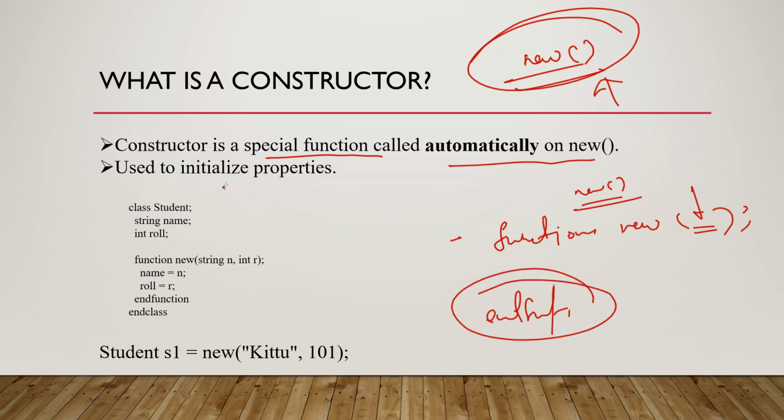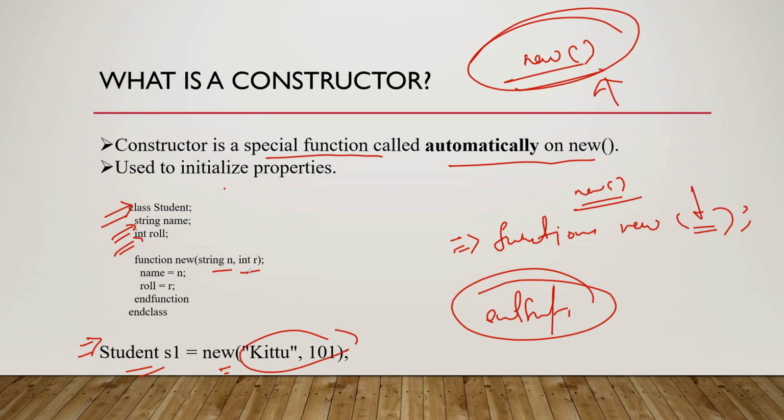It is also used to initialize your properties. Suppose here we have written a class named student. We are considering their name as a string and their roll number as an int. In the constructor, I have written two arguments: one is string n and the other is int r. We are passing them when we are creating our object. Whenever we write new, in that argument you pass kit2 and 101.